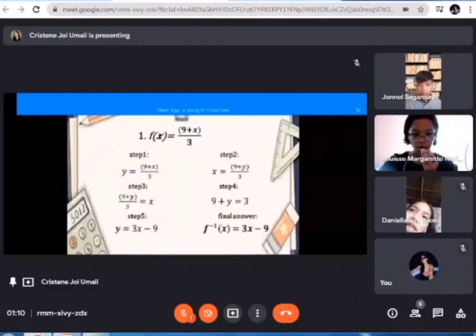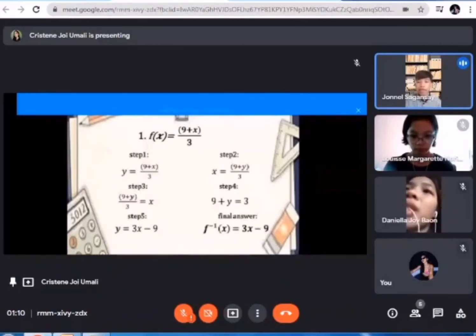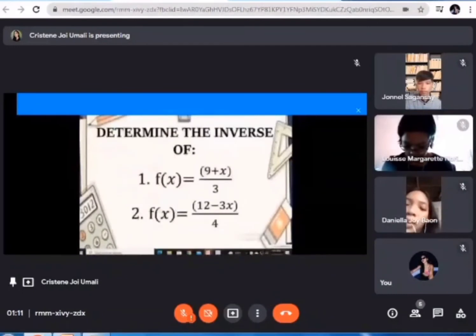9 po. Yes, 9. So, magiging y equals 3x minus 9. Bakit naging minus 9? Kasi transpose natin sa kabila. So, ang final answer natin is the inverse function of f of x equals 9 plus x over 3 is 3x minus 9. Now, we were going to proceed to number 2. So, any volunteer for number 2? Baon po. Yes, Baon.